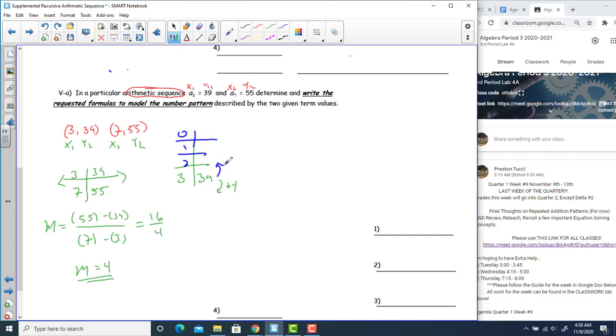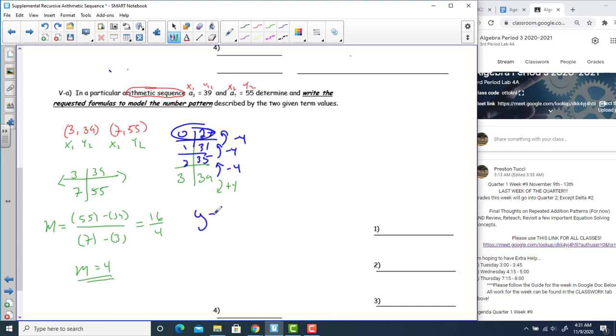So if you subtracted 4 out of 39, you'd get 35. Undo addition with subtraction. If you subtracted 4 again, you'd get 31. And a third subtraction of 4 would get us back to time 0, where it appears there was 27 of whatever it is we're measuring in this repeated addition pattern. That would be our beginning amount.